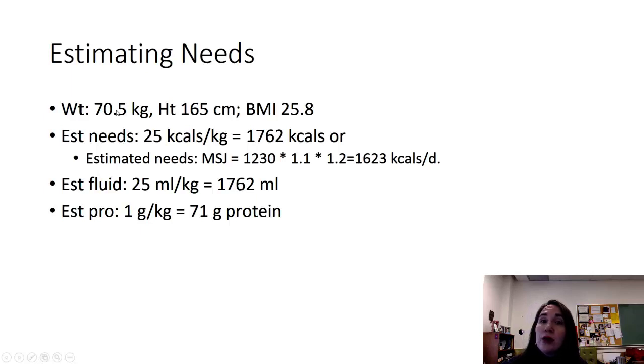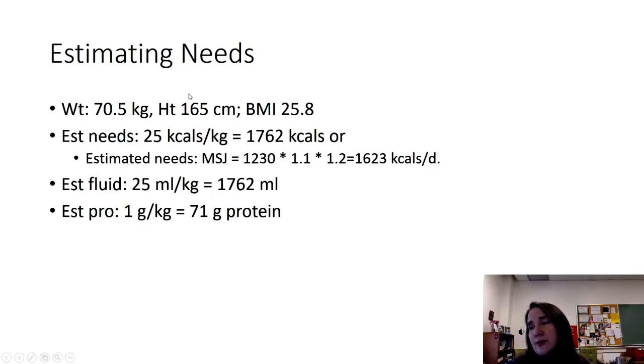And then remember her weight, her height was 65 inches. And so if I multiply that by 2.54, I get that she's 165 centimeters. If I go ahead and calculate her BMI, she's 25.8, which means she is classified as overweight, right? But we don't have a special energy estimation formula for our overweight patients. It's really more for obese.